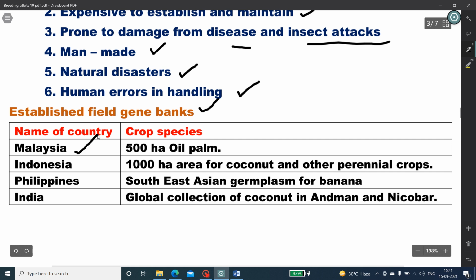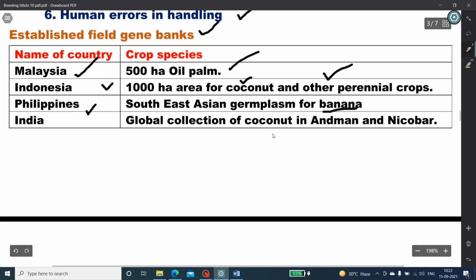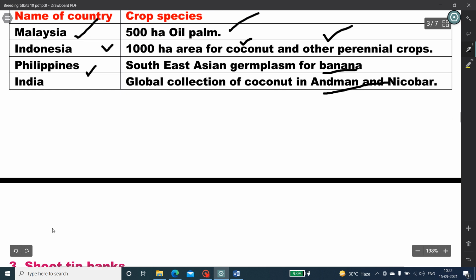In the country Malaysia, about 500 hectares of oil palm is being conserved. In Indonesia, 1,000 hectares of area for coconut and other perennial crops are allotted for maintaining the genotypes. In the Philippines, the Southeast Asian germplasm for banana is being conserved. In India, the global collection of coconut is in the Andaman Nicobar Islands, and these coconut collections are being conserved.